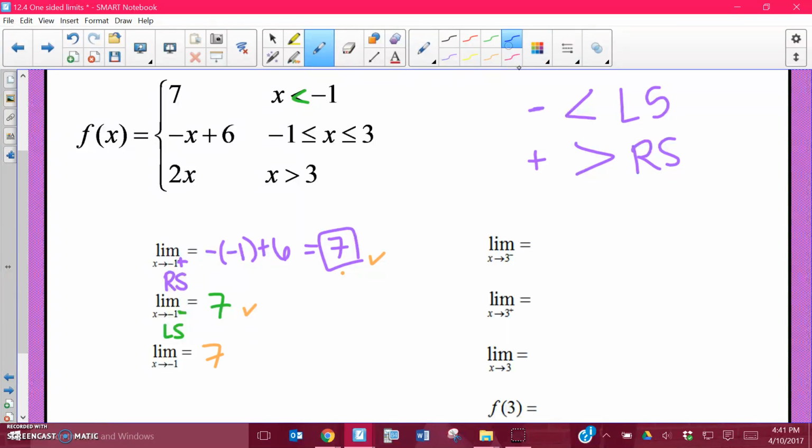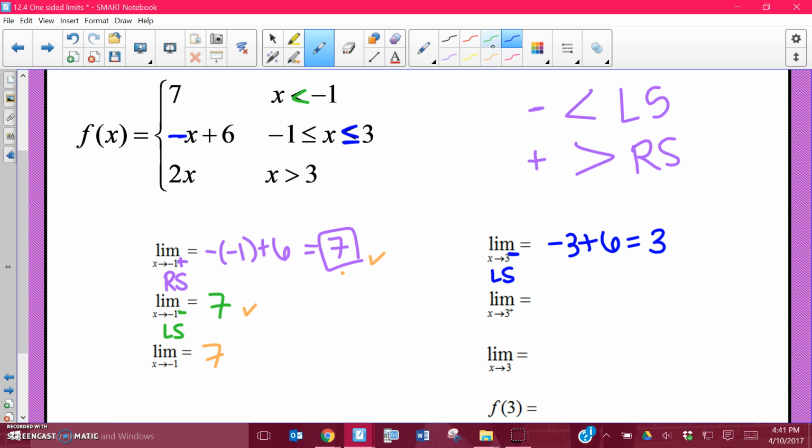Okay, same deal if you're looking at 3. So this again, if it has a negative, that means I'm coming from the left side. And I'm looking for a less than, and I'm looking for 3 here. Okay, so that's this guy. So I'm going to go ahead and plug that in. That'll get me -3. Remember, there's a negative sign in front, plus 6, which gives me 3.